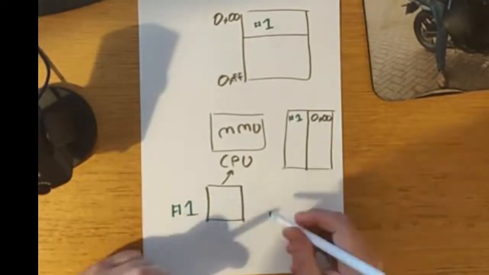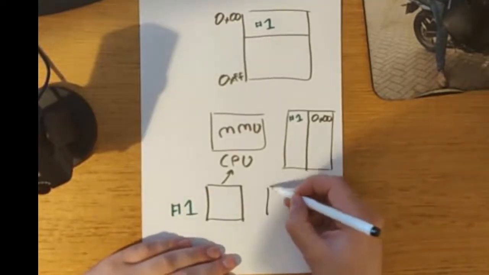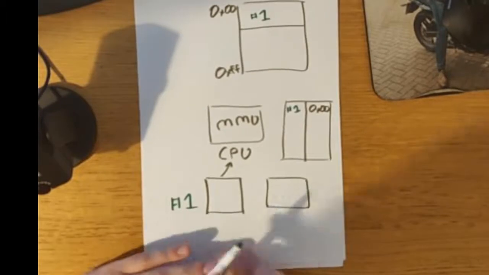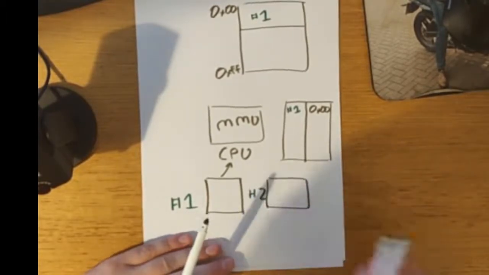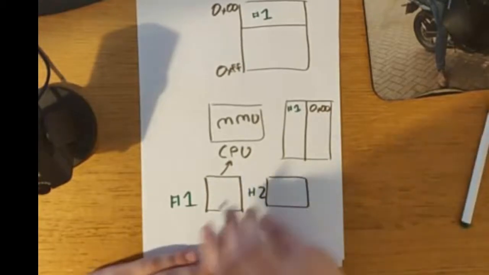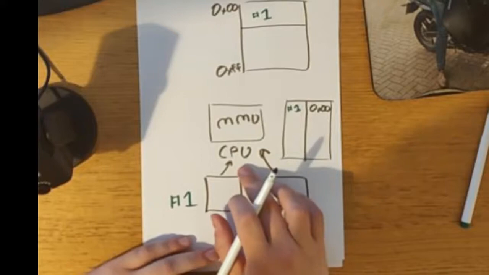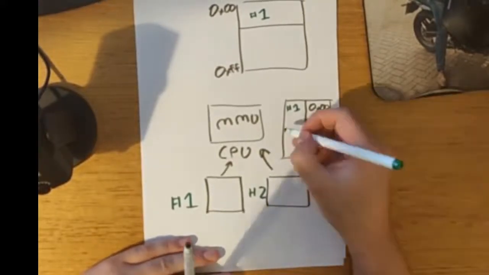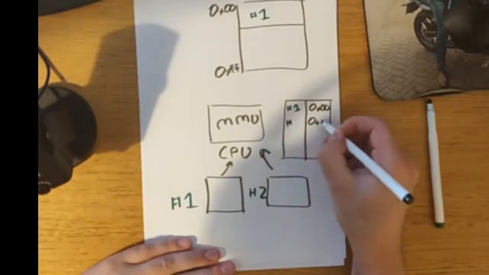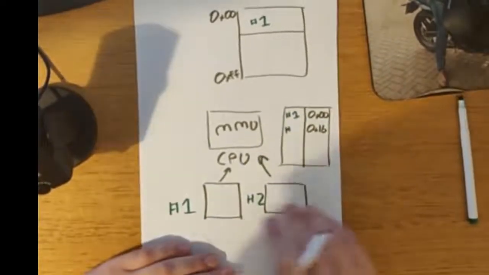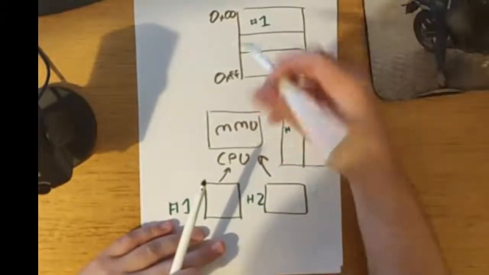So now we want to load program number two. Now remember, in the first instance, program number two and program number one didn't interfere with each other. They can be loaded on the same computer. So program number two gets loaded into memory. The CPU says, excellent, I'm going to load you at, let's just say, address 0x16. So you've now been loaded at address 0x16, and you've been loaded into memory here. This is program number two.